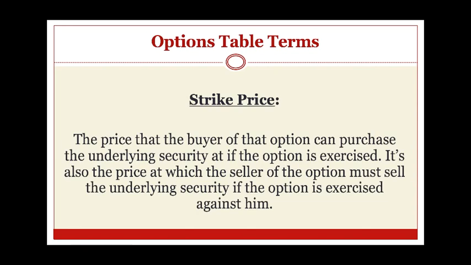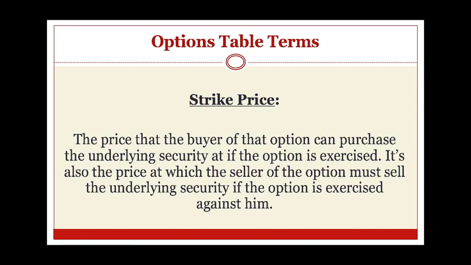Now, the third out of just 4 terms that you need to know on an options table is the strike price. And we talked about this a little bit last time, but the strike price is something else that you pick whenever you're going to buy or sell an option. And the definition in this context is the price that a buyer of the option can purchase the underlying shares of whatever stock at if the option is exercised.